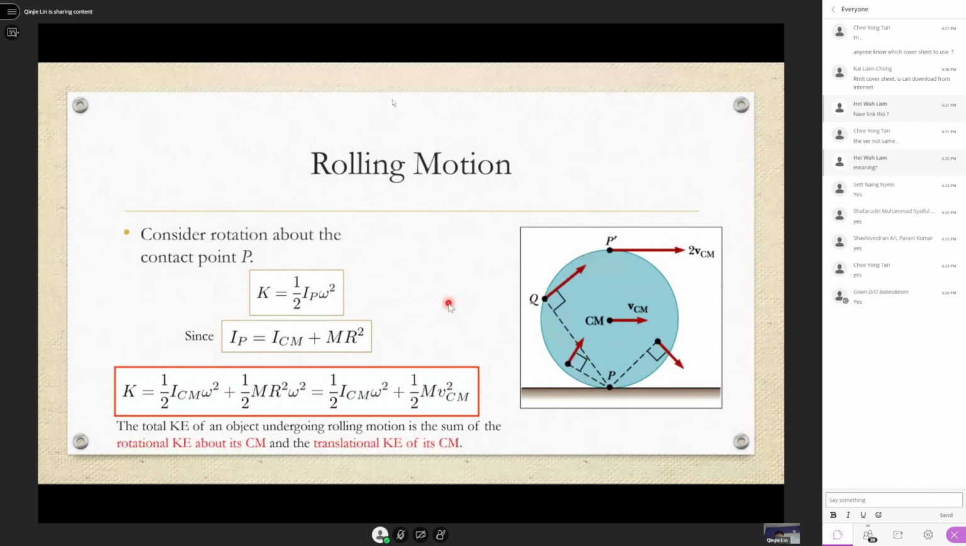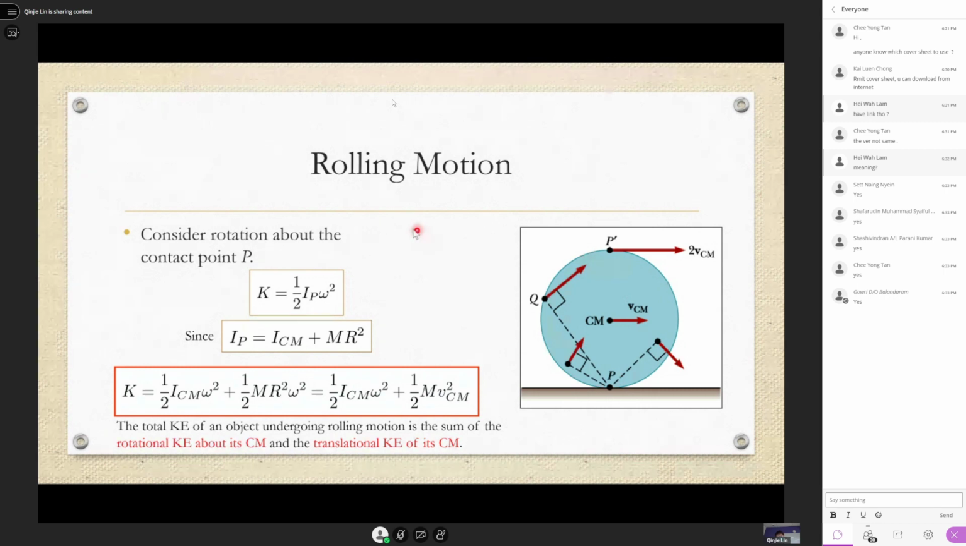Okay, so coming to equations, consider rotation about the contact point P. By now you should know that rolling motion, a cylinder that is rolling like that, is a rotation about this point P. So it's like the whole object rotating around this point P for that particular instant only. But if you want to do analysis, at that instant, this whole thing is rotating about this point P.